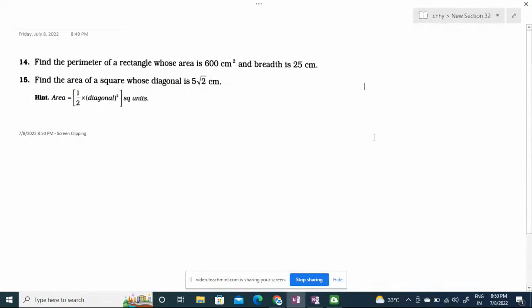Now, in the question, the perimeter of a rectangle whose area is 600 cm squared and breadth is 25 centimeter. So, we will first find out our length and then calculate the perimeter.